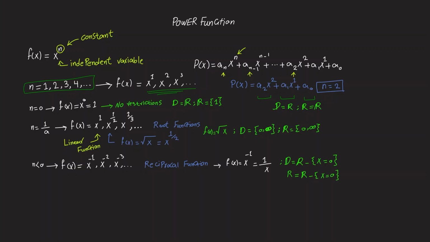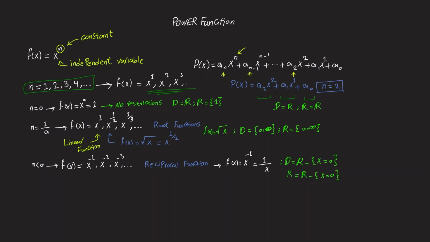So in this section we have talked about the power function. The power function is the function with the general form of x to the power of n. n is a constant and can be equal to 0, where the power function will be equal to x to the power of 0, which is 1. The domain of this function is the set of all real numbers, and the range is equal to 1. And for the case where the power function has n equal to 1, 2, 3, and 4, and so on, we will get polynomial functions, and the domain and range of polynomial functions are the set of all real numbers.